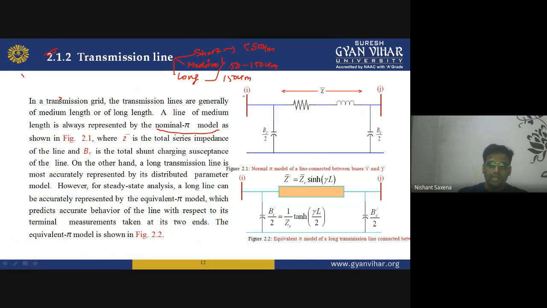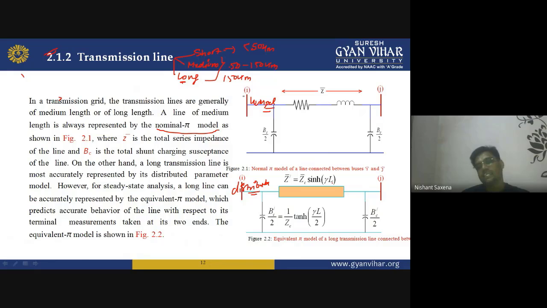Whereas, on the other hand, transmission lines taken as long transmission lines are not represented by lumped parameters. Here we consider the distributed parameters. So this is the way in which we do the modeling of the two transmission lines, one the medium and the other the long transmission line.